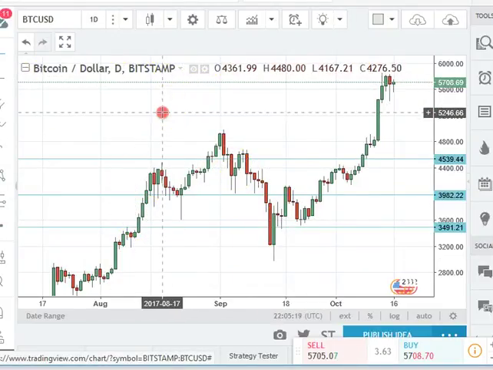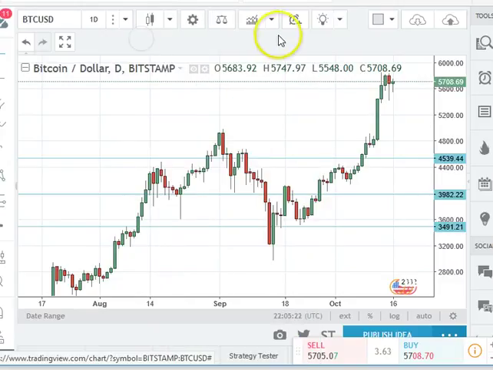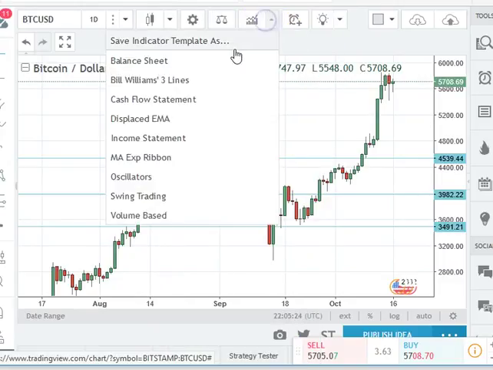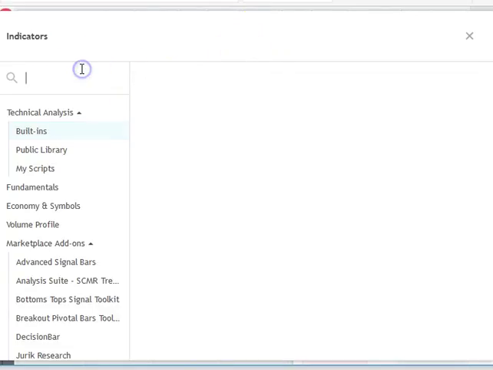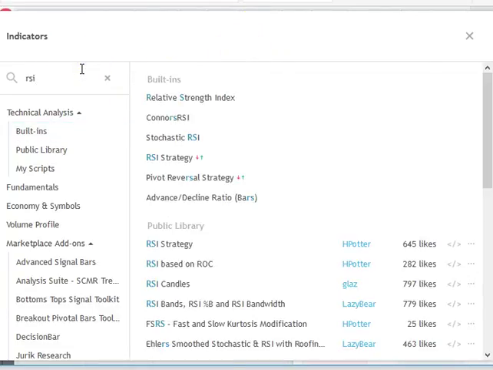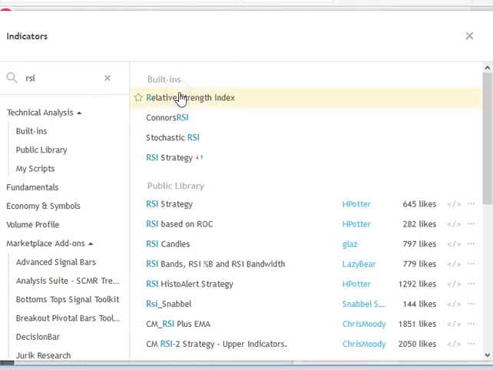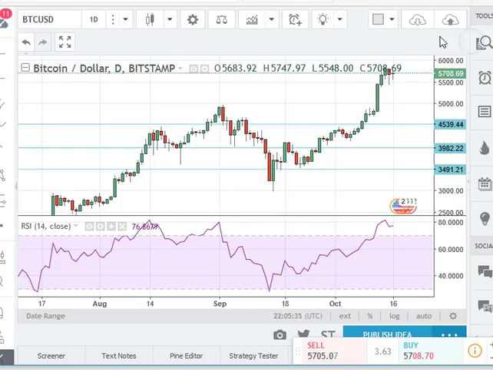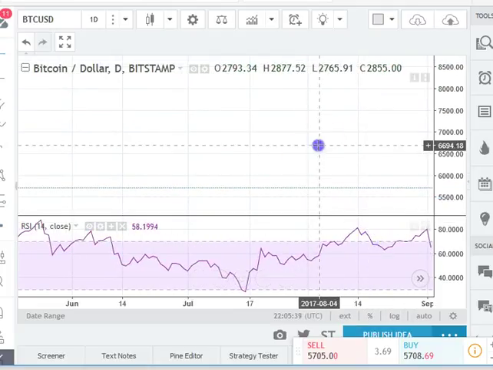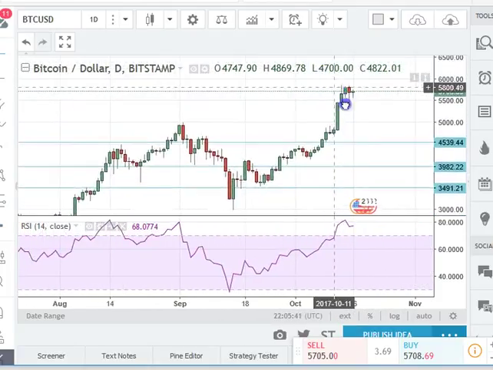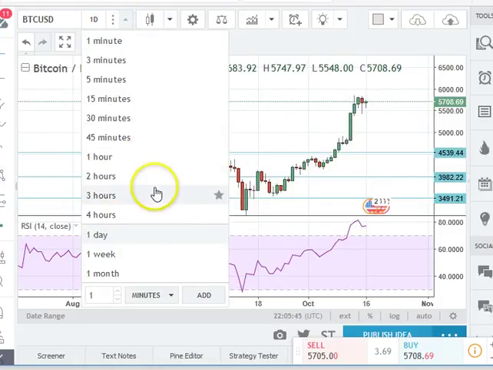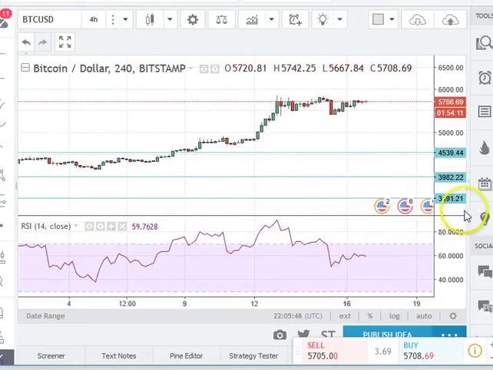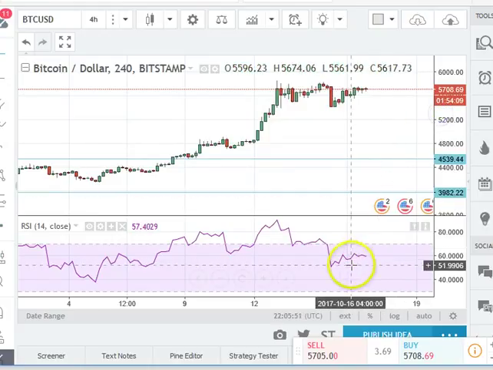Another one that I really like is we're going to add in the RSI. Let's see if we can get an indicator going on here. I like this for the daily chart as well as the 4-hour chart. But we'll look at the 4-hour chart because we're looking on a slightly shorter term basis. So we're looking at the 4-hour chart here.